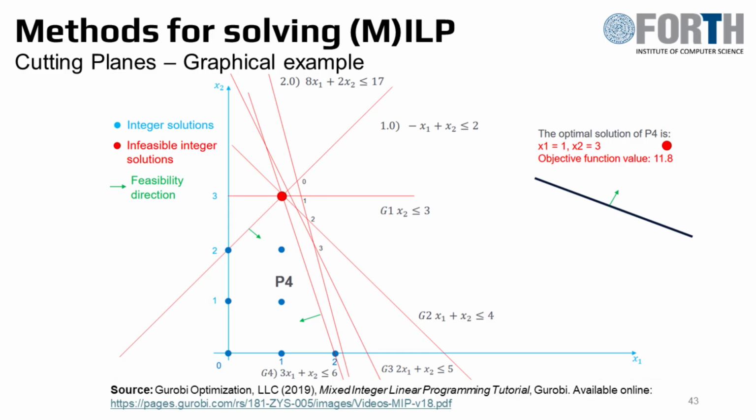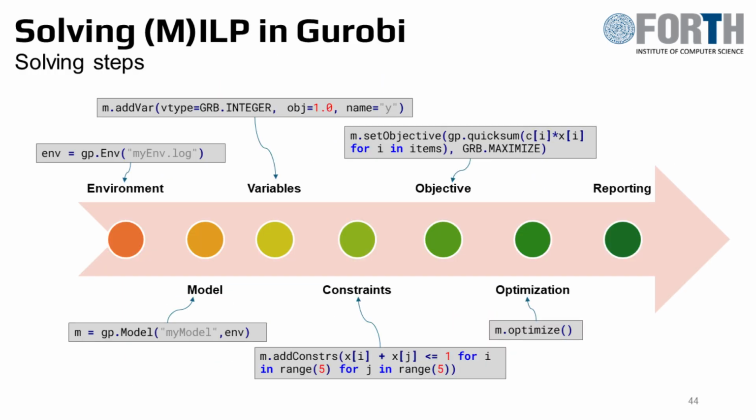integer optimum. Of course, in practice, pure cutting plane methods alone are often not sufficient for large problems. But this geometric intuition explains why adding valid inequalities can dramatically strengthen a formulation. And this is precisely why modern solvers combine cutting planes with branch and bound, and what is known as branch and cut. Now that we understand the theory behind MILP, let's see how this translates into practice using Gurobi.